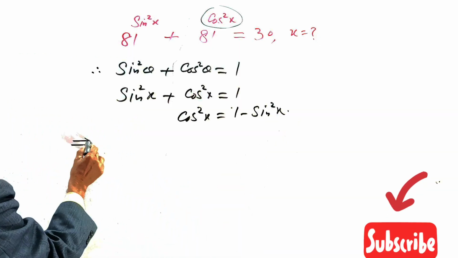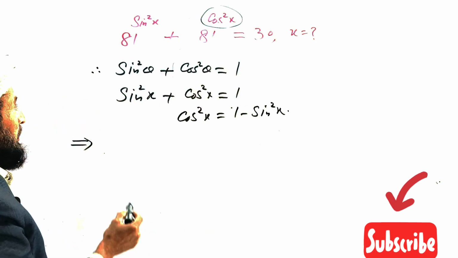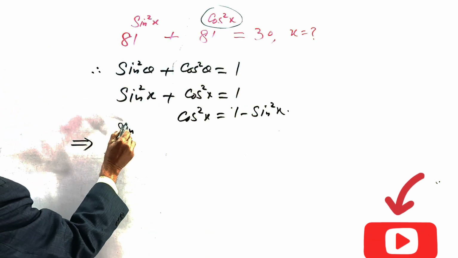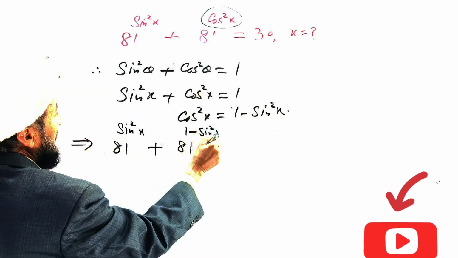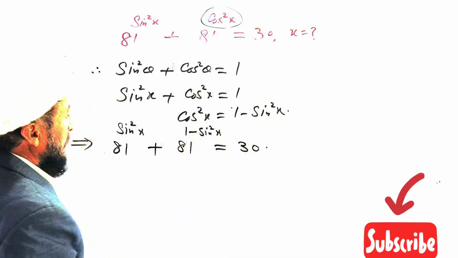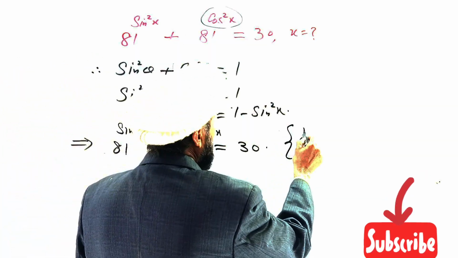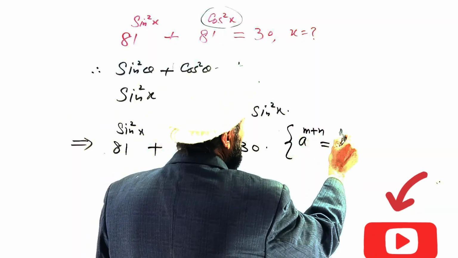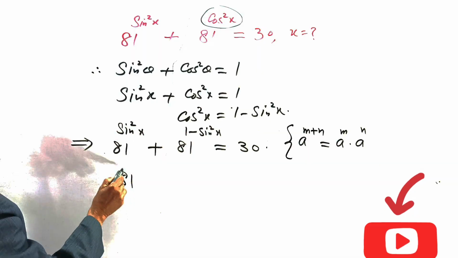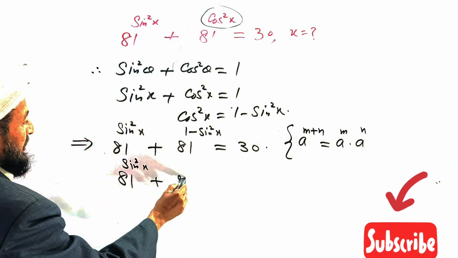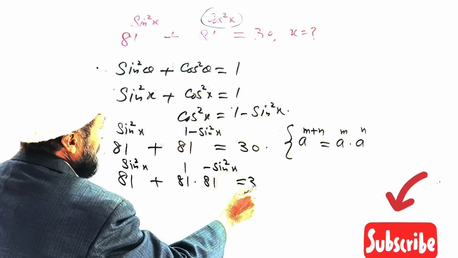Now we replace cos square x with 1 minus sin square x. So we get 81 to the power sin square x plus 81 to the power 1 minus sin square x is equal to 30. Now we use the exponent property: a to the power m plus n is equal to a to the power m times a to the power n. So this becomes 81 to the power sin square x plus 81 to the power 1 times 81 to the power minus sin square x is equal to 30.